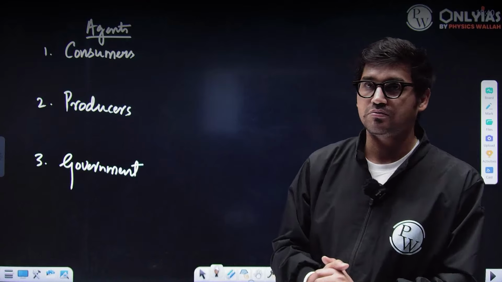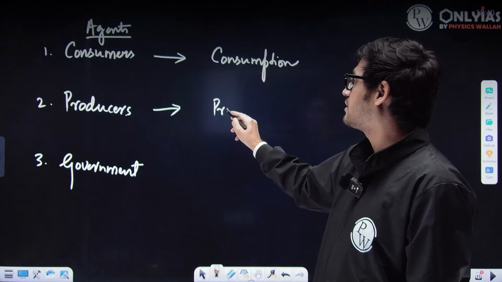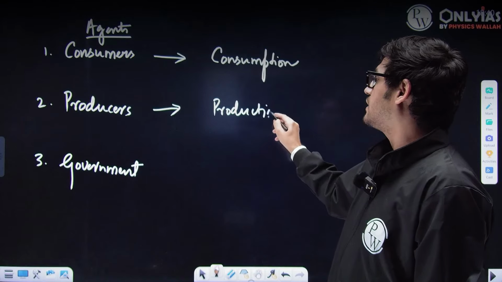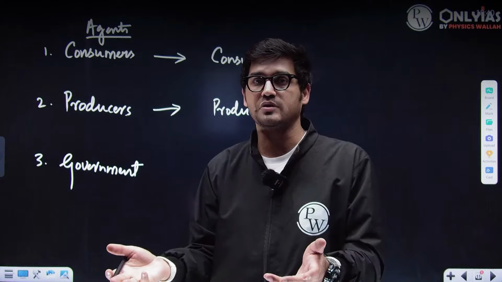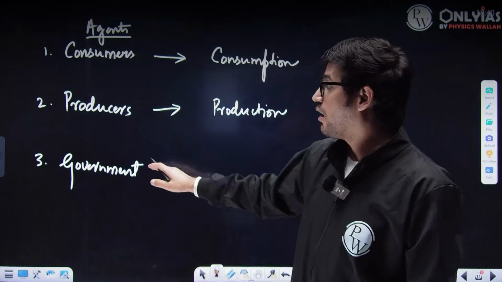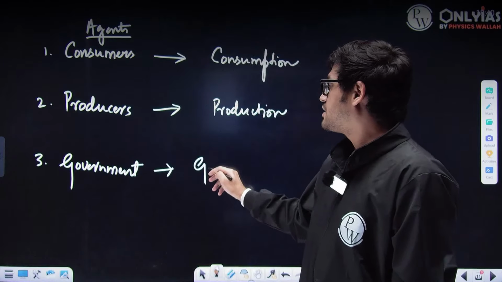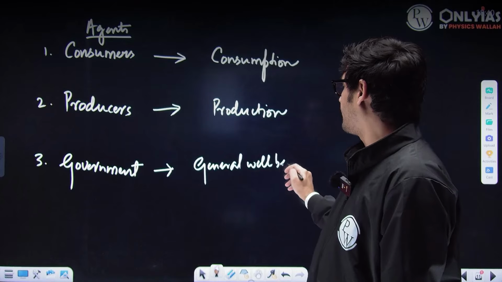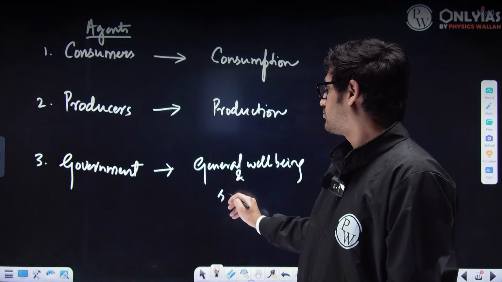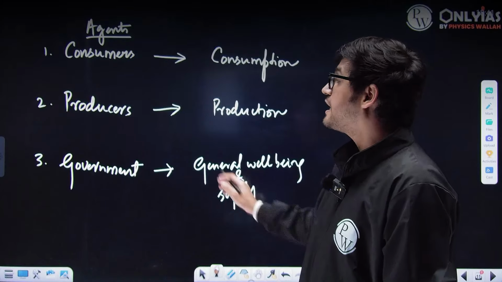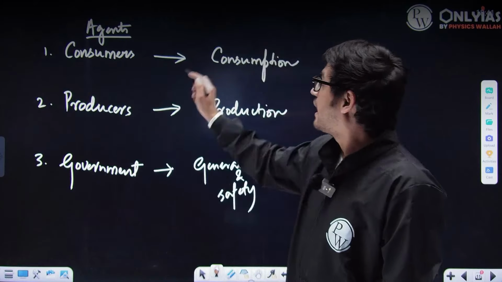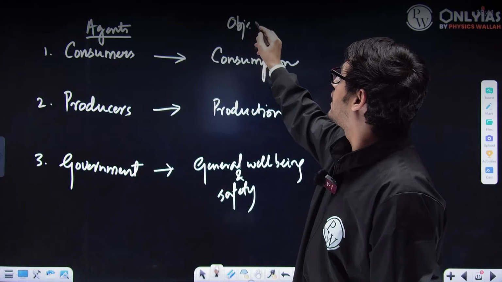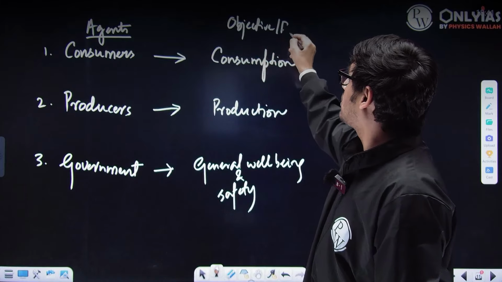Producers are concerned with another important economic activity which is called production. This is their objective. The objective of producers is to produce goods and services. The objective of the government is the general well-being and safety of its citizens. Each of these economic agents has a certain objective, has a certain role to achieve.